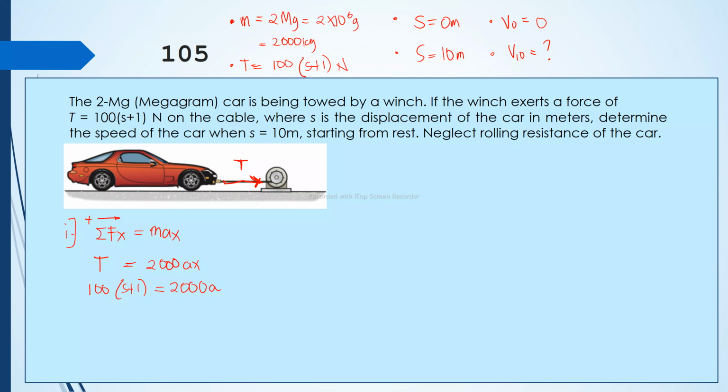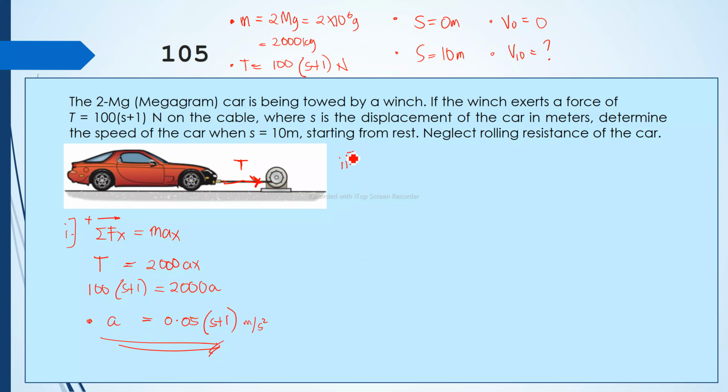Now, if the force is not constant, we refrain from substituting the actual value of the displacement, 10 meters. Before we solve for the velocity, we just get the equation of the acceleration as a function of distance. Then we will obtain 0.05 times S plus 1. And this is the acceleration as a function of distance.